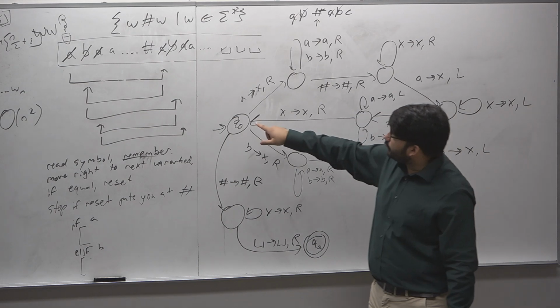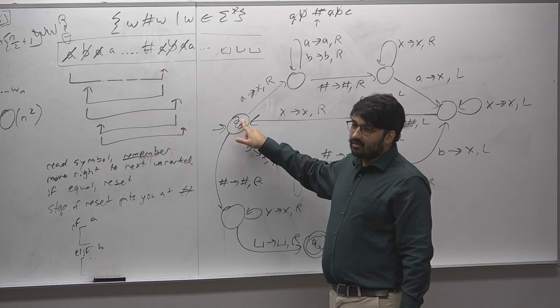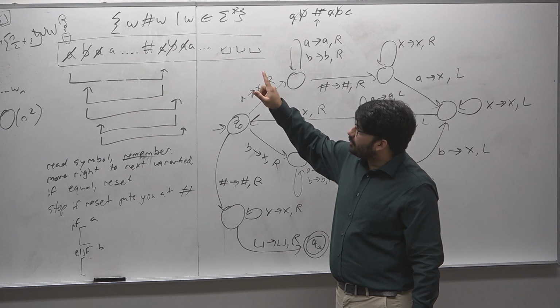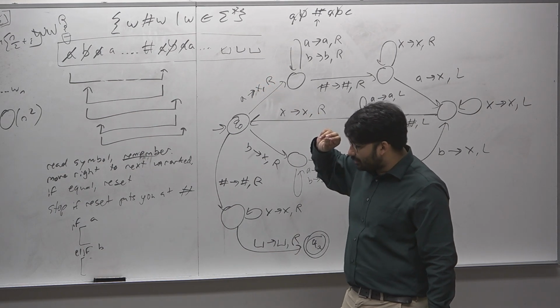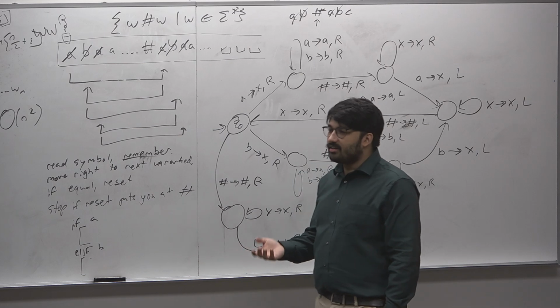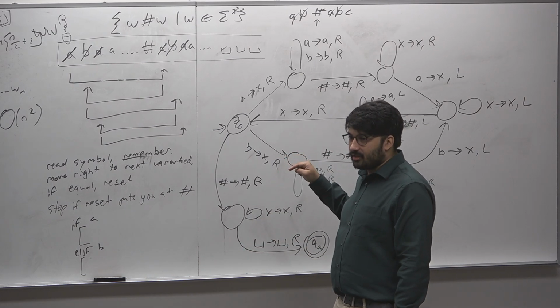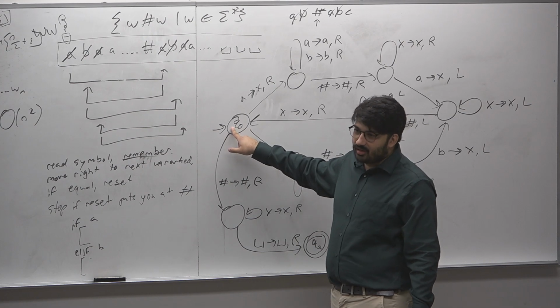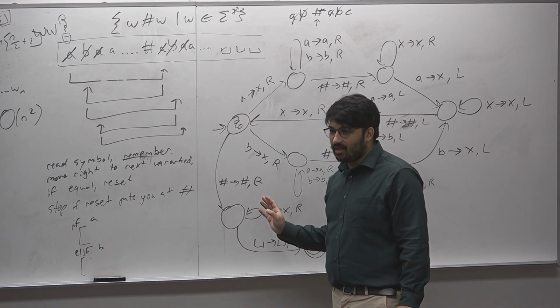So here, if we saw a blank at the beginning, we should reject. Why should we reject? Why is the empty string? If the input to the machine is the empty string, then the tape will look like blank, blank, blank, blank, blank. So if we see a blank at Q0, we know the input is the empty string. Why should we reject the empty string?